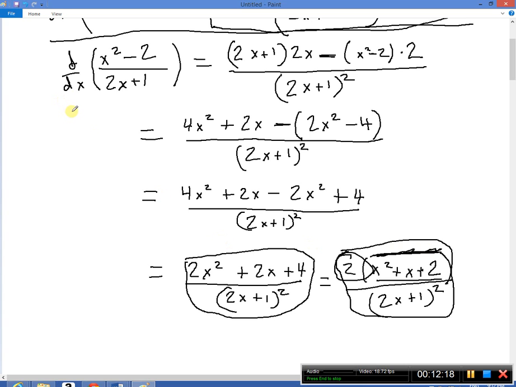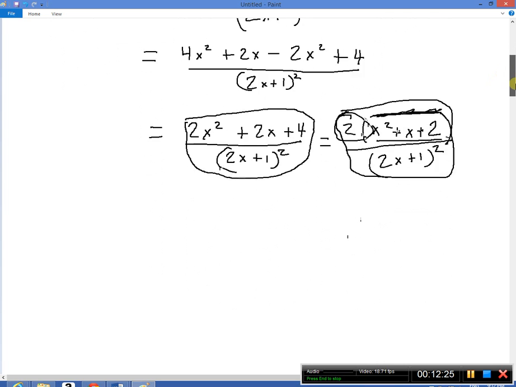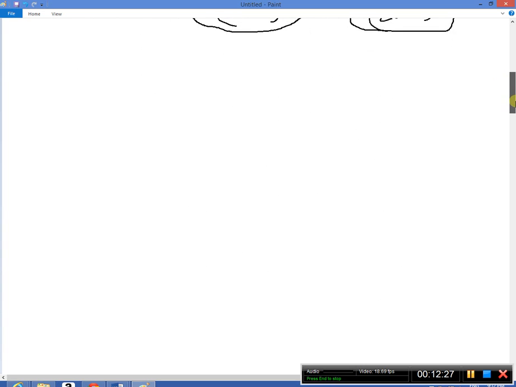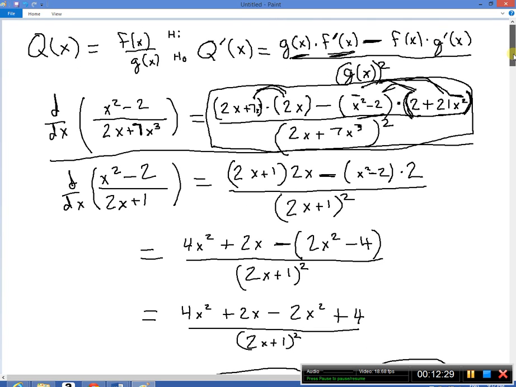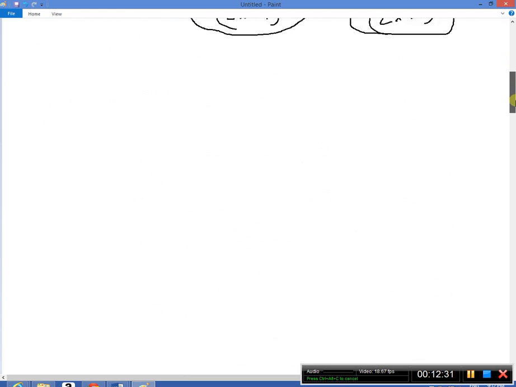Anyway, that's it for the quotient rule. Now, let me do one more problem. Oh, excuse me. No, before I do a problem, I need to show you why this is true. Why is this horrible, nasty formula for the quotient rule the way it is? Now, I have my own way of proving this, which I think is kind of neat. Let me do it this way.